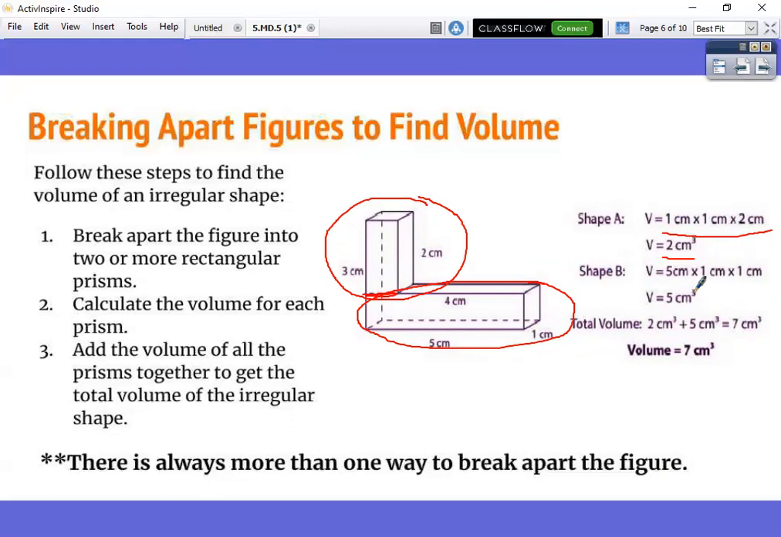So now that we know the volume of shape A and shape B, we need to complete the third step. We're going to add the two together. 2 centimeters cubed plus 5 centimeters cubed gives us a total volume of 7 centimeters cubed. One very important thing to remember is there is always more than one way to break apart the figure. In this example, they broke it apart horizontally. We could have also broken this apart vertically. Our steps along the way would be a little different, but our total volume would still be 7 cubic centimeters.